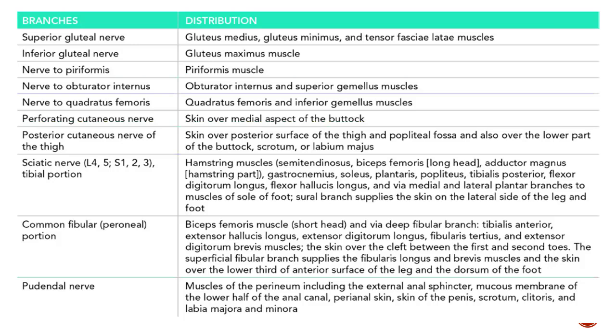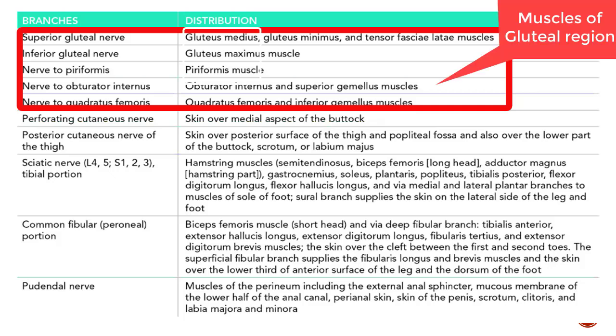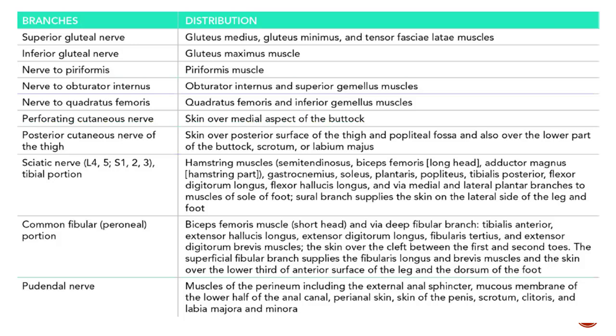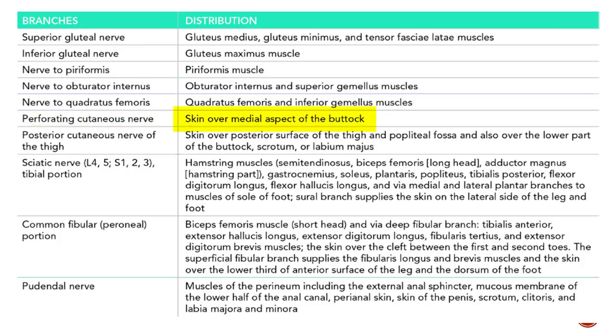We can see the above 5 nerves which are mentioned over here. These supply the muscles of the gluteal region. So the muscles of the gluteal region are supplied by the sacral plexus. We can also see the perforating cutaneous nerve, which, as the name indicates, is cutaneous. So this is a sensory nerve to the medial side of the buttock area.